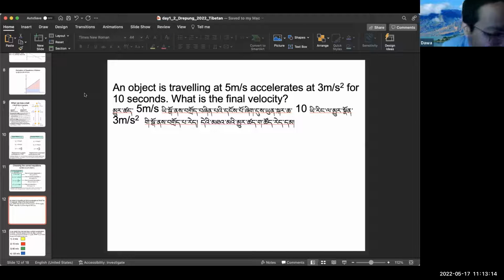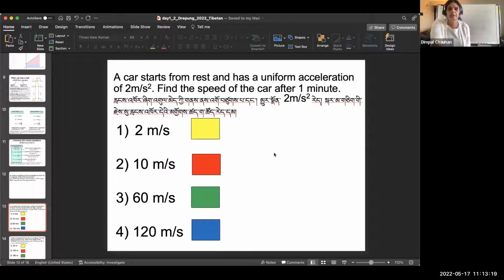Good, so your time starts now. Can you see the slides? A car starts from rest and has a uniform acceleration of 2 meters per second square. Find the speed of the car after 1 minute.